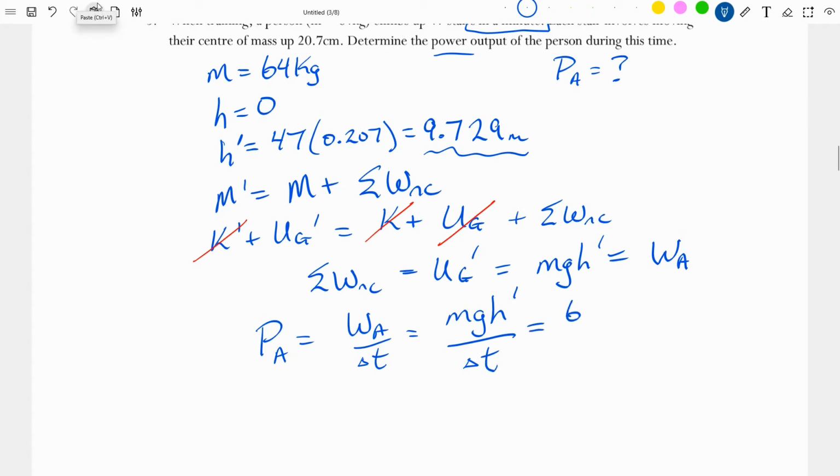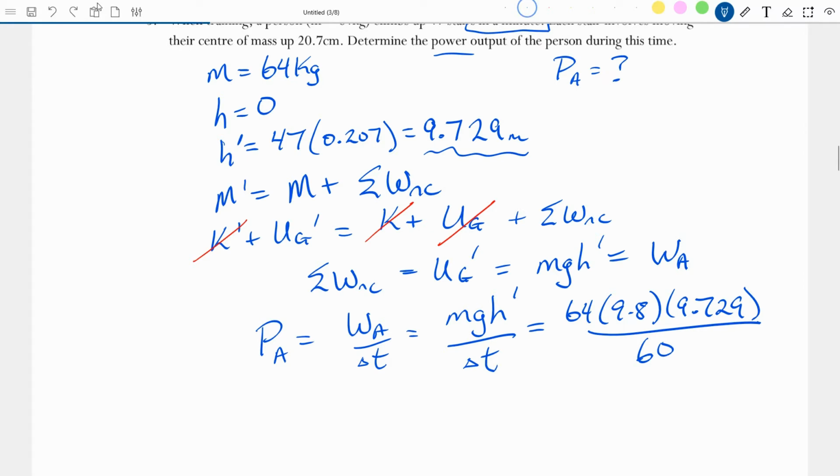The m is 64. I'm now putting numbers in. 9.8 times the distance of h prime, right there, 9.729. All of which is over that minute, 60 seconds. So it's calculator time again. 64 times 9.8 times 9.729. If I hit equals right now, this is the number on my calculator, 6102, decimal, etc.